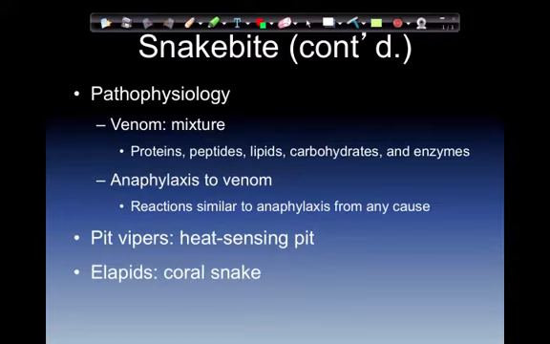Pit vipers. Heat-sensing pit located between their eyes and their nostril on either side of their head. Known for their fangs, rattlesnakes have the longest version of these fangs. Elapids, or coral snakes, are found in the southern temperate areas of the United States, and they're identified by a red, yellow, and black banding that runs along their body. Some people use a rhyme: red on yellow will kill a fellow, and red on black, friend of Jack, or venom lack.